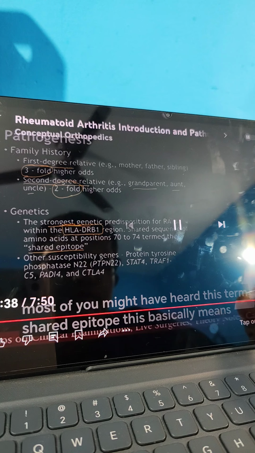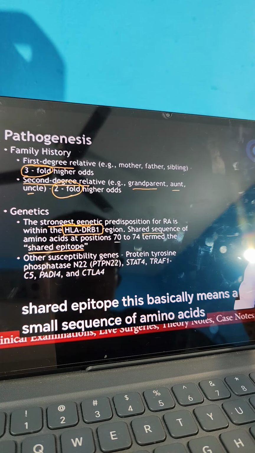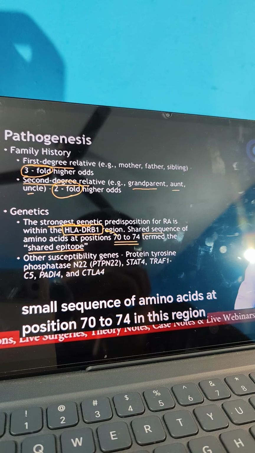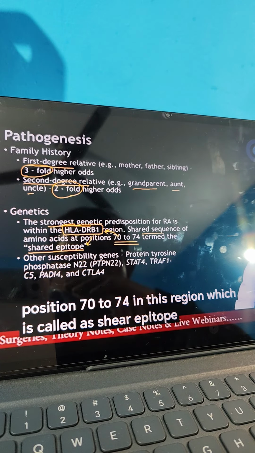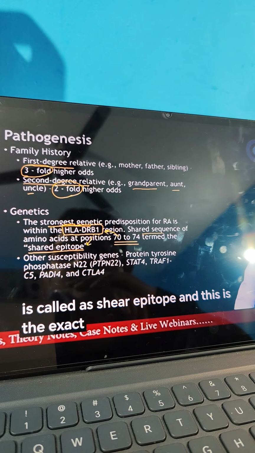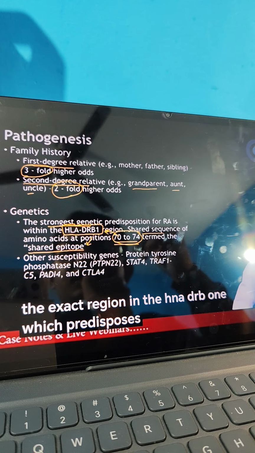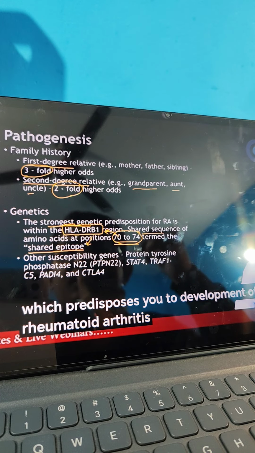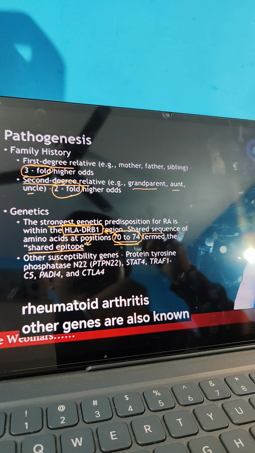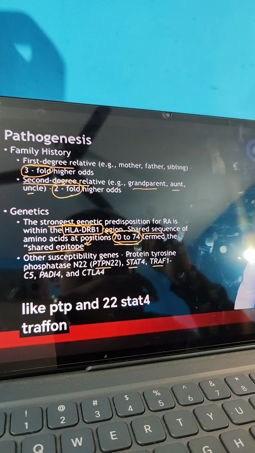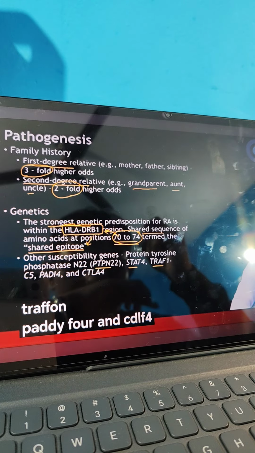This basically means a small sequence of amino acids at position 70 to 74, which is called the shared epitope, and this is the exact region in the HLA-DRB1 which predisposes you to development of rheumatoid arthritis. Other genes are also known, like PTPN22, STAT4, TRAF1, PADI4, and CTLA4.